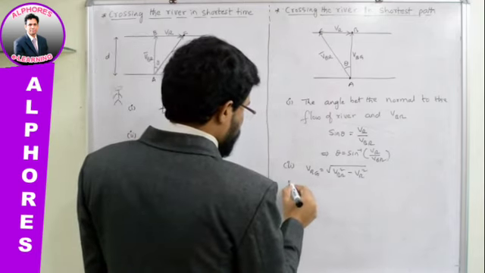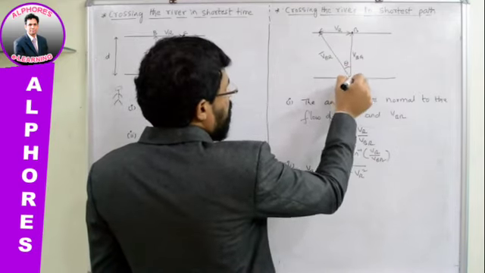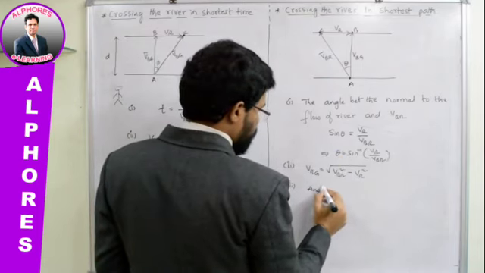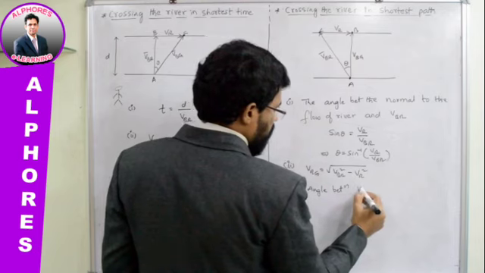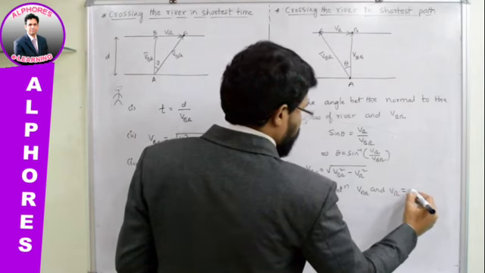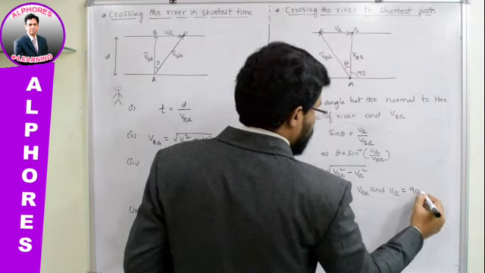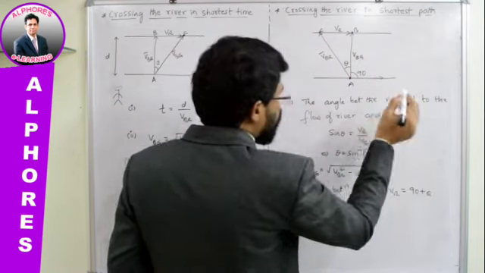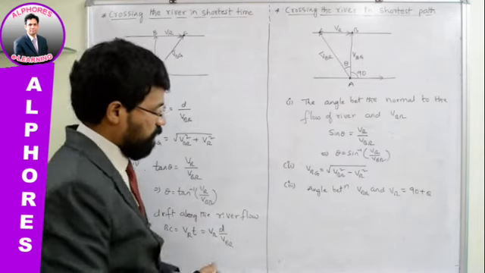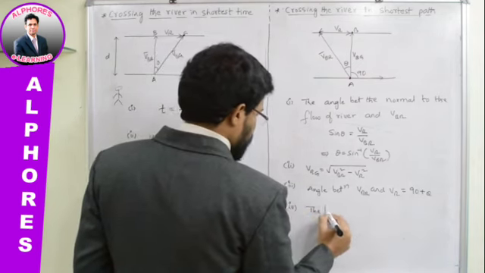And the third one that we can talk about is the angle made by velocity of boat with the river flow. How much is that angle? Angle between VBR and VR, that is equal to how much? This is 90 degree. So 90 plus theta is the angle between river flow and the velocity of the boat. This is the direction along which the river is flowing, isn't it? So the angle is 90 plus theta.